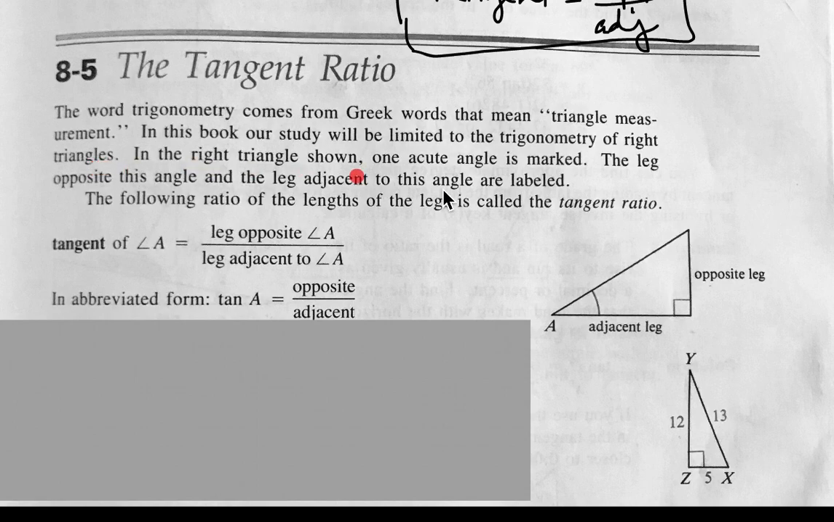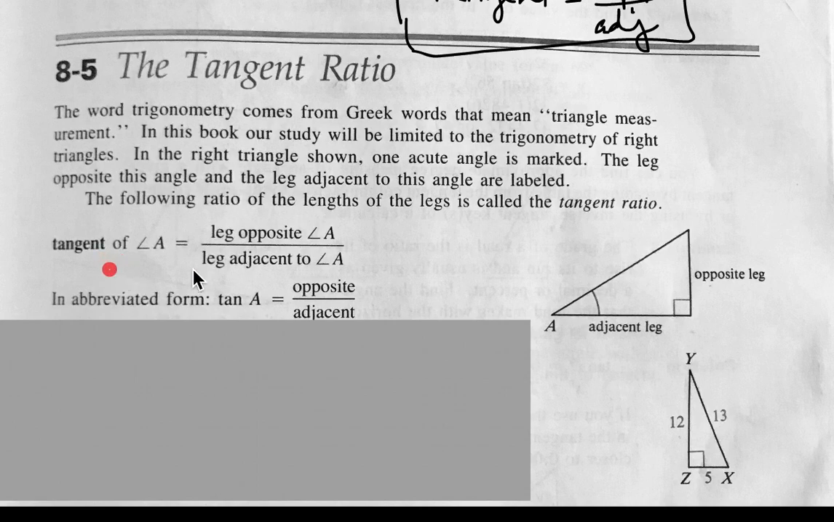In the right triangle shown, one acute angle is marked. The leg opposite this angle and the leg adjacent to this angle are labeled. So they labeled this acute angle right here, and they're telling us this is the one opposite. See how it's opposite? And this one is adjacent, right near it. Those are really important, and of course the side opposite the right angle is called the hypotenuse.